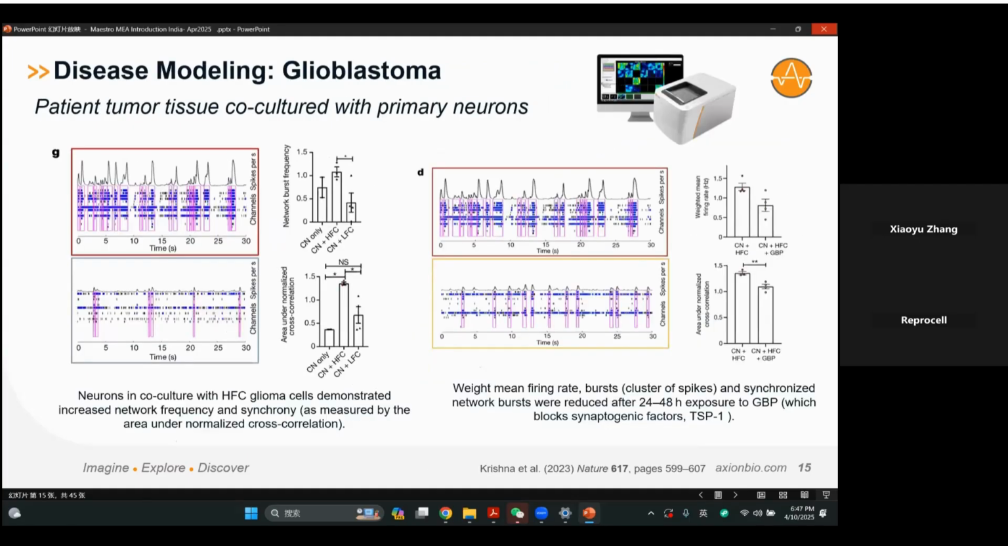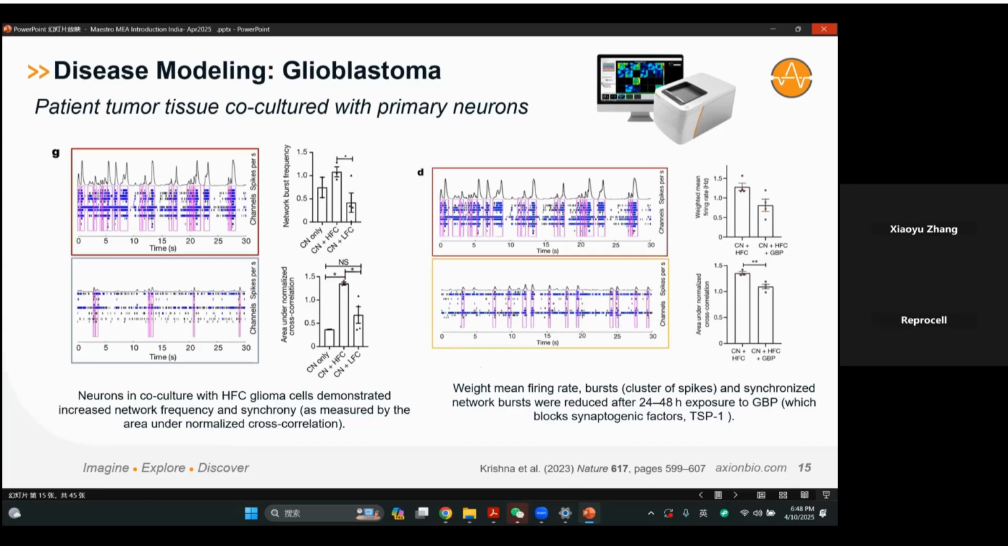Okay, here is another example of glioblastoma research. The research team used magnetoencephalography, called MEG data. According to the MEG data, they divided the tumor regions into two parts: the high functional connectivity regions and the low functional connectivity regions, called HFC regions and LFC regions.